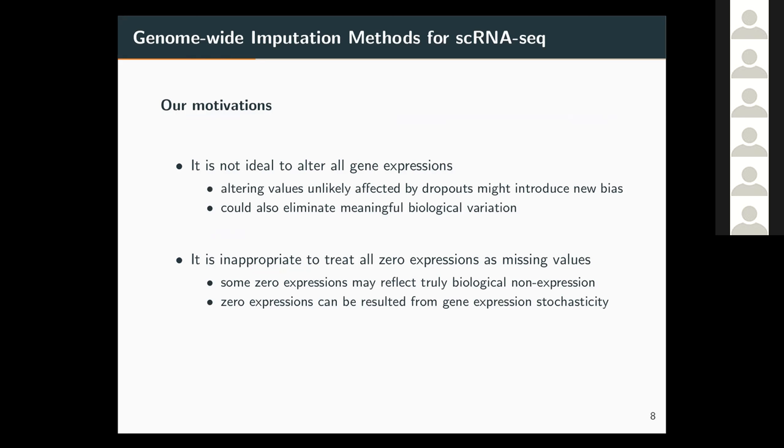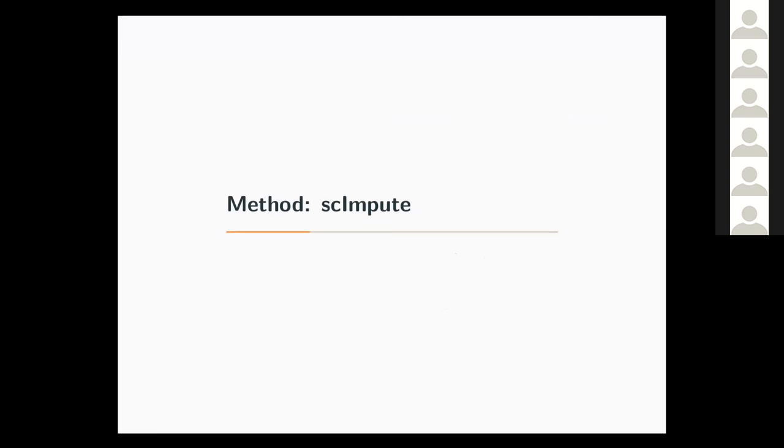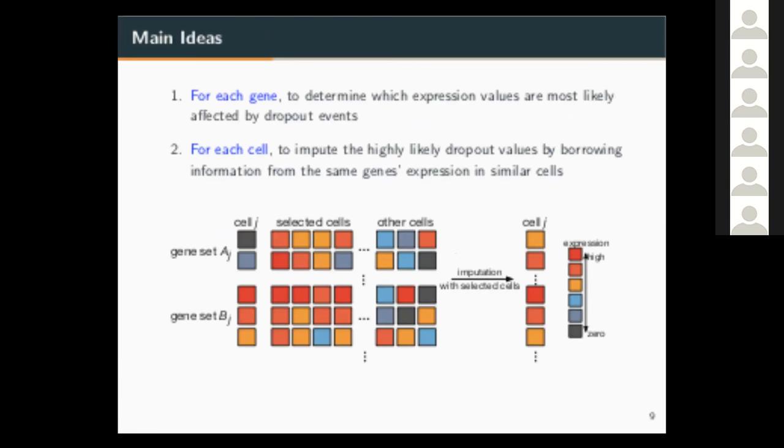Our second motivation is that it is inappropriate to treat all zero expression values as missing values, because some zero expressions may reflect truly biological non-expression. And also, zero expressions could be resulted from gene expression stochasticity. Based on those two motivations, our question is, how to determine which zero expression values are likely affected by the dropout event. So now I will introduce our method, scImpute.